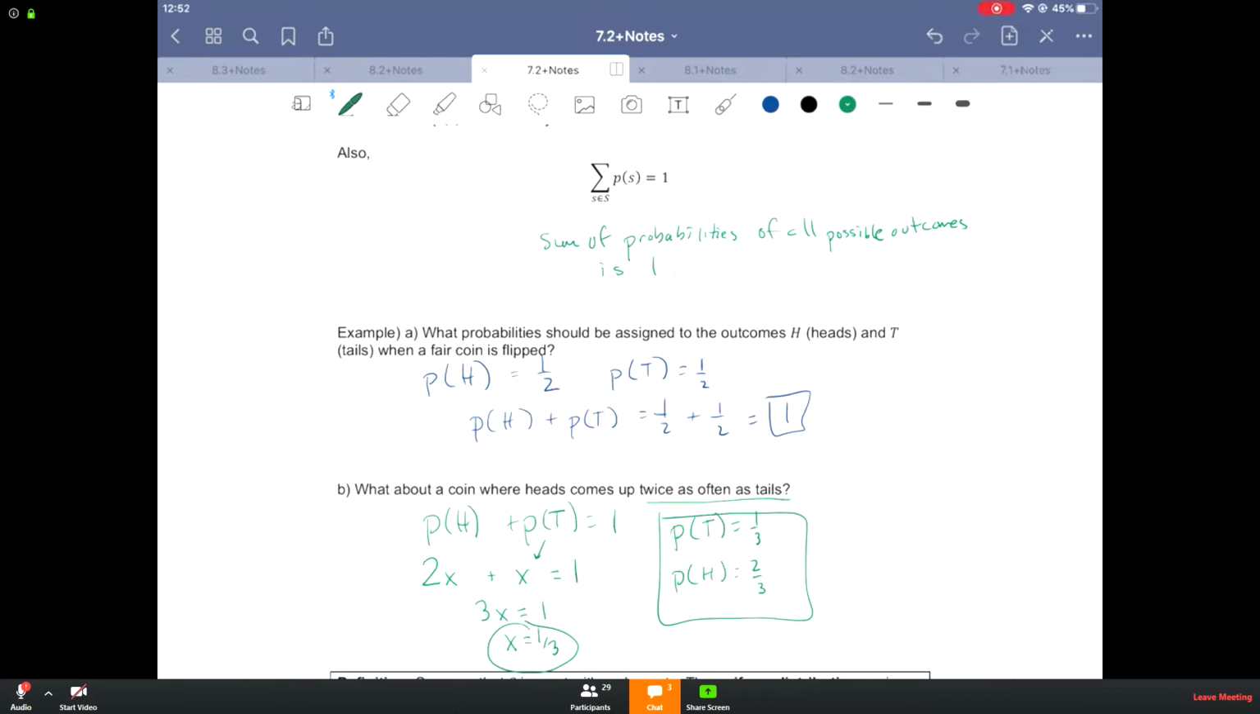Wait, so I understood how we got the 1/3, but I don't know where we got the 2/3 from. Well, because heads is twice as much as tails. So you just added a 2 to that one? Well, it's twice as much. So tails is 1/3, twice as often, so times 2. Oh, I see. All right, for sure.